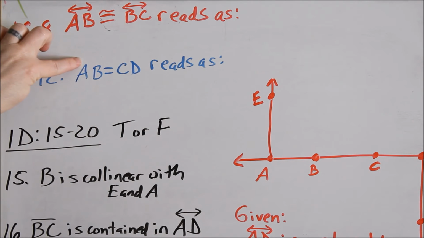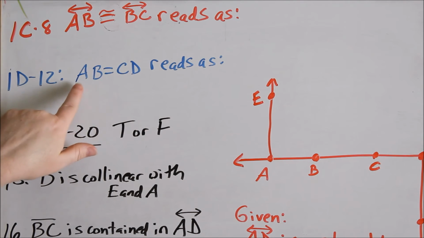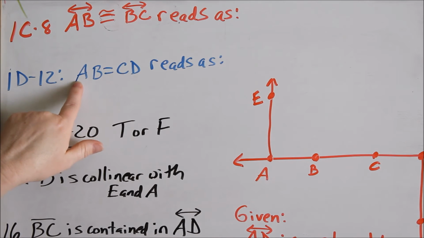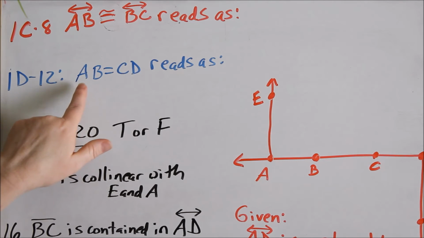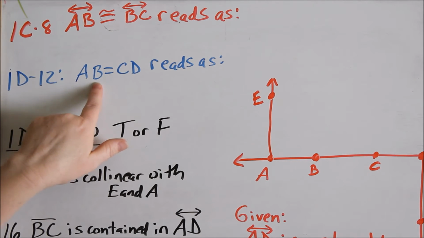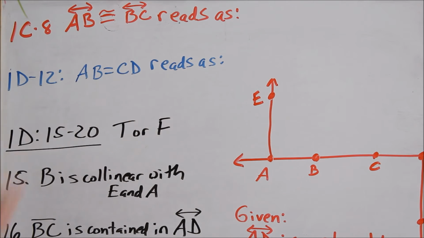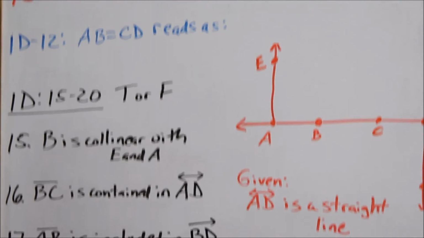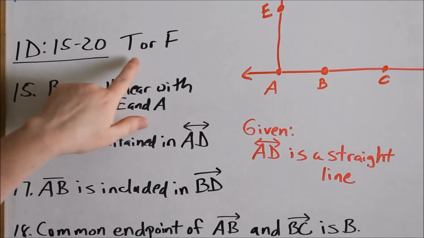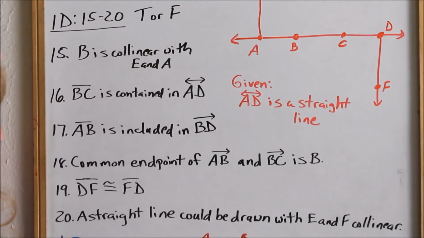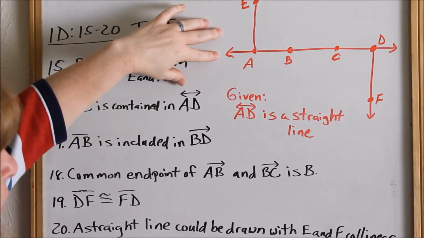Remember, when there are no symbols above your letters, that reads as the distance from A to B. So this reads as the distance from A to B is equal to the distance from C to D. Okay, now let's look at 1D, 15 through 20. They're asking you to put true or false for these statements. We're looking at this figure.